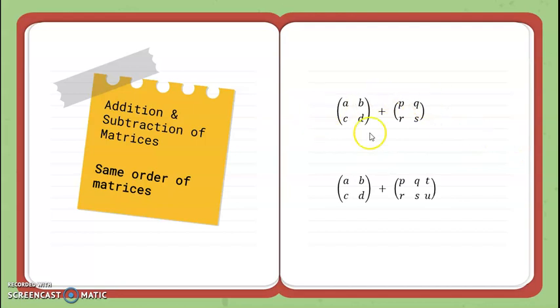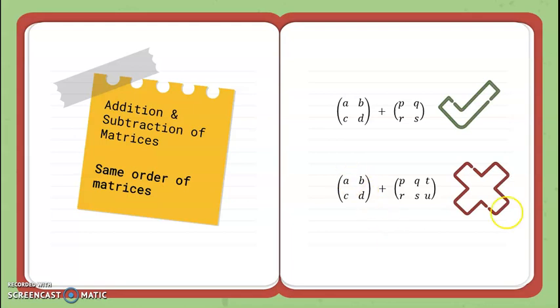Between the first one and the second one, which one is correct? Let's think first. And the answer is, ta-da! The first one is correct and the second one is incorrect, because in the first one a 2 by 2 matrix is added with a 2 by 2 matrix, so they have the same order. However, in the second one a 2 by 2 matrix is added with a 2 by 3 matrix, which cannot happen because they don't have the same order.